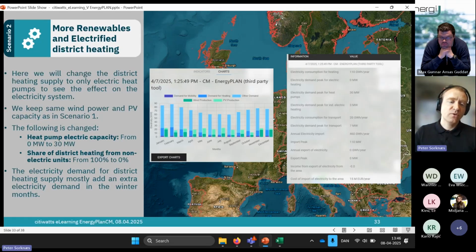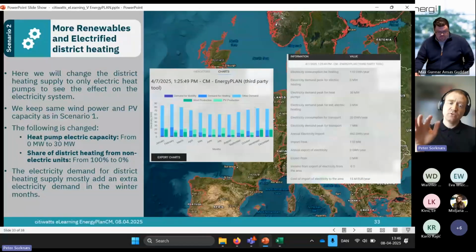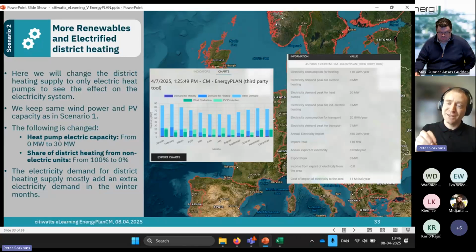So I've added that heat pump, and then I've changed this share of district heating from non-electric units from 100% to 0%. So I'm telling the tool, you have to use the heat pump for all the heat, sorry, not the electricity, the district heating demand. So it will only use that unit for it instead. And you can get some inputs on that from the DH supply CM that's also in the Citiwatts tool to investigate that further if you need to. Here the focus is on the flexibility on the electricity system.